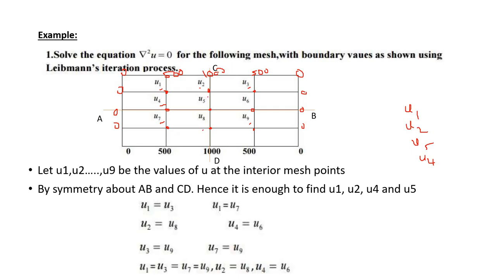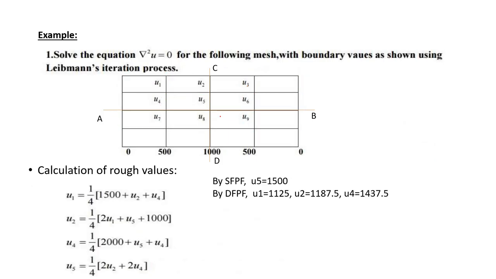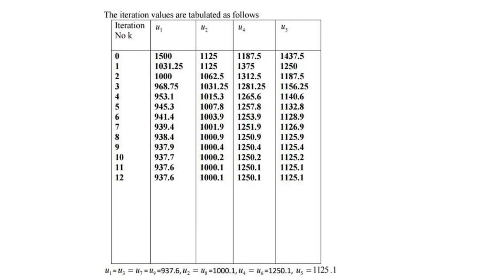Again we can start with the standard 5-point formula to determine U5. First determine U5, then use the diagonal 5-point formula to determine U1, U3, U7 and U9. Then use the standard 5-point formula to determine U2, U4, U6 and U8. Then repeat the iterations. Finally, we determine the number of iterations: you have to write the number of iterations until the values of U1, U2, U3, U4 and U5 remain the same. So this is the procedure.